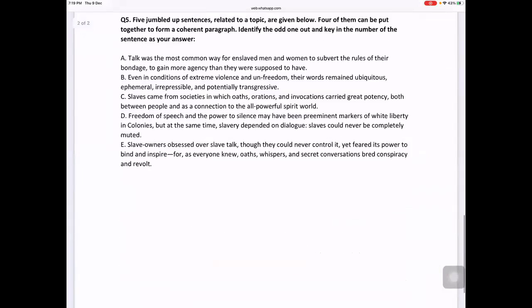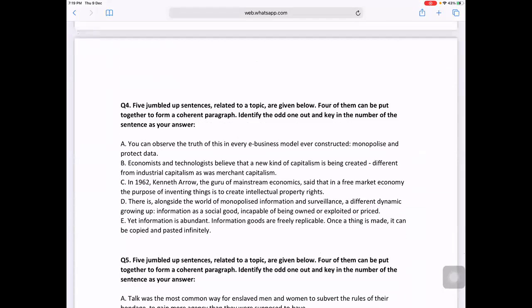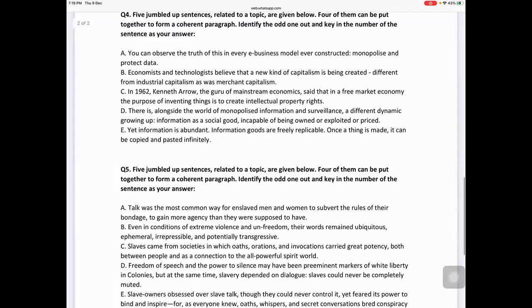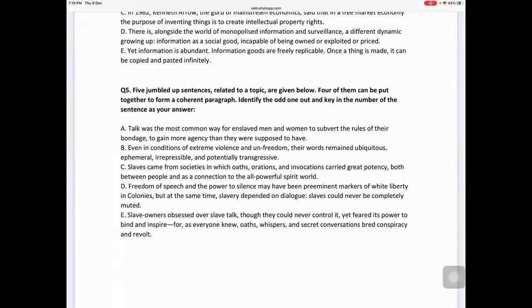You can see in the fourth option, which we have done right now, they were talking about the monopoly of the market. And the B option was talking about the capitalism thing. This was a different topic. The overall topic was on monopoly, the free market, right? Same in the case of the fifth option. They were talking about the slave talk, but they were not talking about where the slaves come from. Did you get it, Shreya?